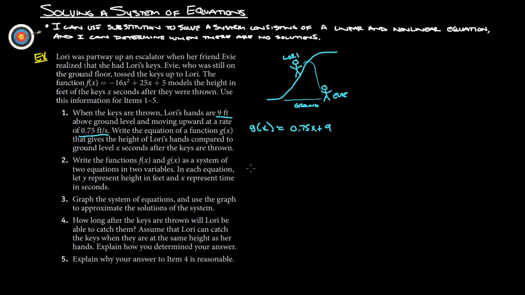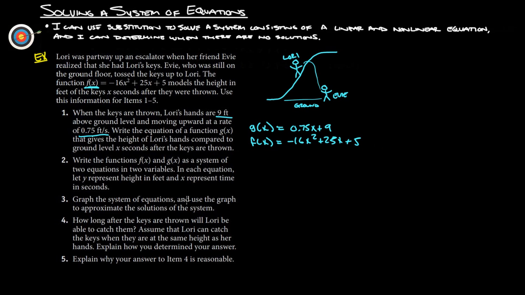Number 2 says write the functions f of x and g of x as a system of 2 equations and 2 variables. Okay, so here's our f of x. They already wrote that for us. So now we have f of x equals negative 16x squared plus 25x plus 5, okay? Write them as a system of 2 equations and 2 variables. In each equation, let y represent the height in feet and x represent the time in seconds, which it already does in this one, okay?